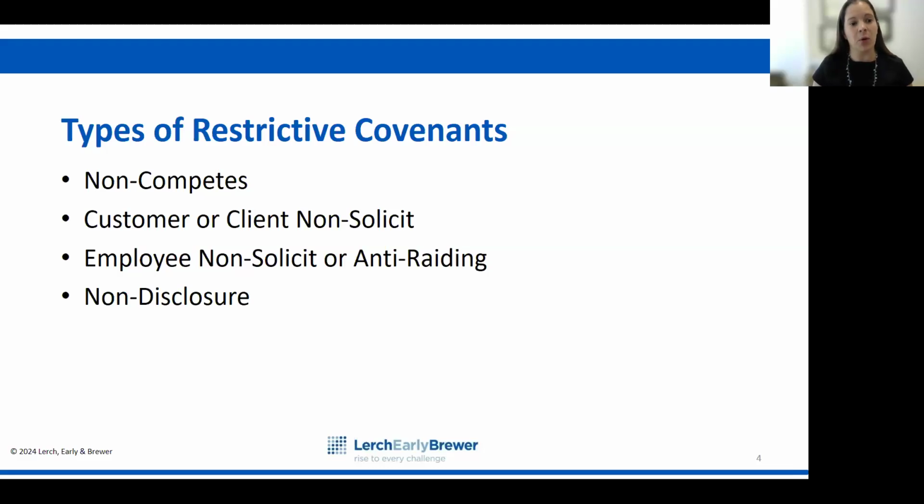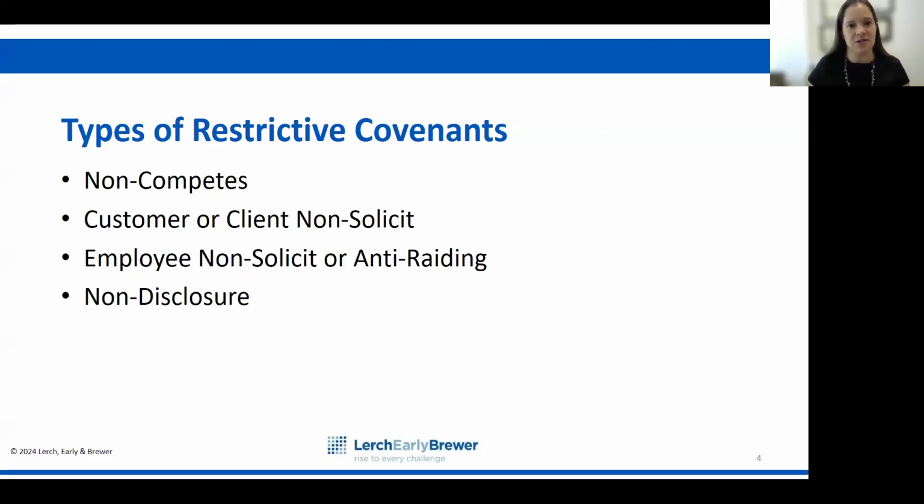Or they may be employee non-solicits, also known as anti-raiding provisions. This would be, once someone leaves, we don't really care where they go or what they do, but we don't want them coming back and trying to recruit all our employees to go work with them at their new business or work with them at the new company that they're working for.